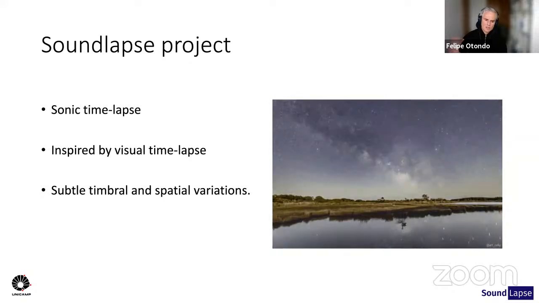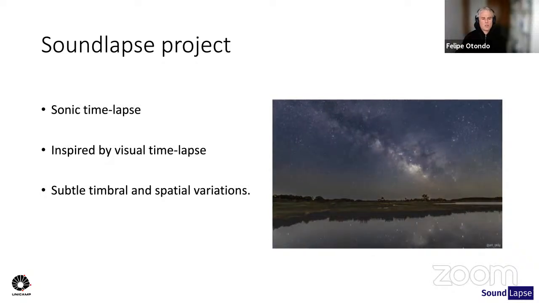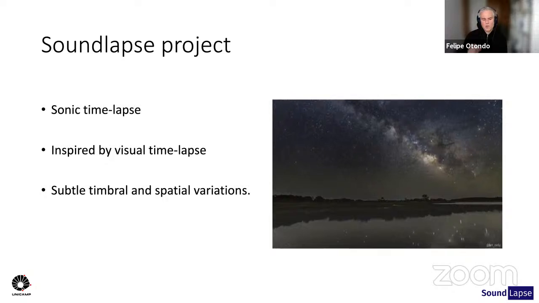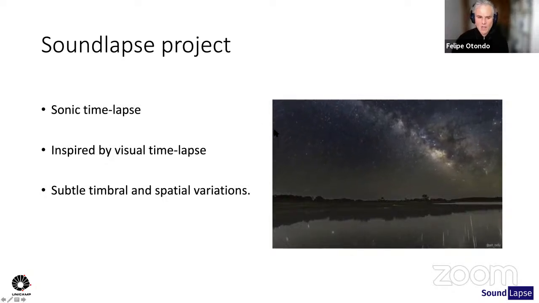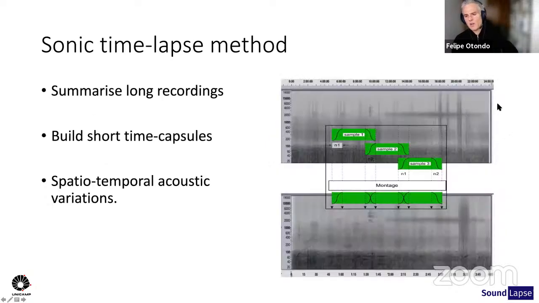The ear works in a slightly different way. We cannot capture like an image. We have to capture, in this case, portions of sounds. Basically what we did was take this very long field recording. We have here a spectrogram. We have frequency on the audible range from 20 to 20 kilohertz, and we have 24 hours.